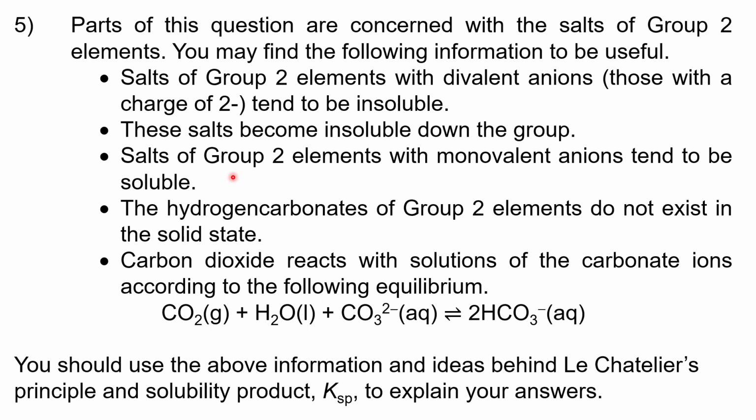Third statement, salts of group 2 elements with monovalent anions tend to be soluble. Monovalent anions will be things like chloride, bromide, or nitrate, NO3 minus, the single charge ones. These are the ones that will be soluble. Now, hydrogen carbonates of group 2 elements do not exist in the solid state. For example, magnesium hydrogen carbonate or barium hydrogen carbonate do not exist in the solid state. So they should be in the liquid or aqueous state.